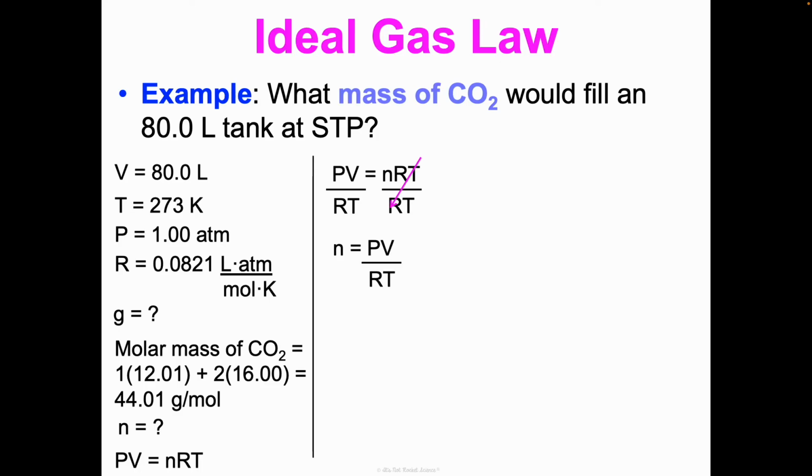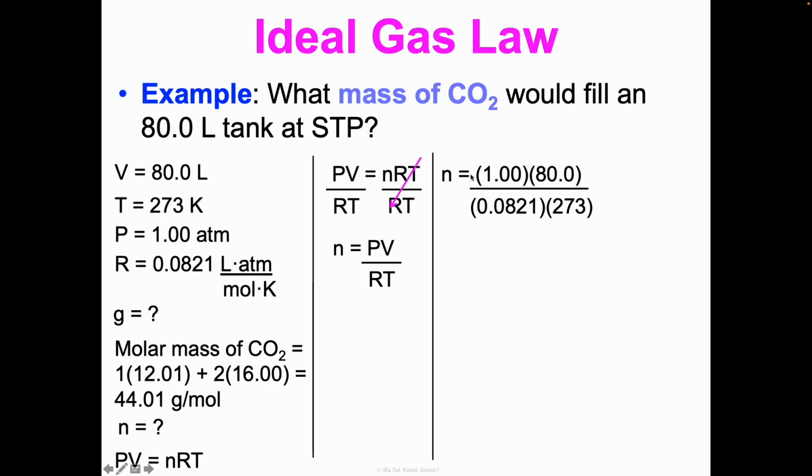Those cancel out. I get n equals PV over RT. Now I just plug it in. My pressure is 1.00, my volume is 80.0, my R is 0.0821, and my temperature is 273. Multiply across the top, multiply across the bottom, and then divide, and you get 3.57 moles of carbon dioxide.